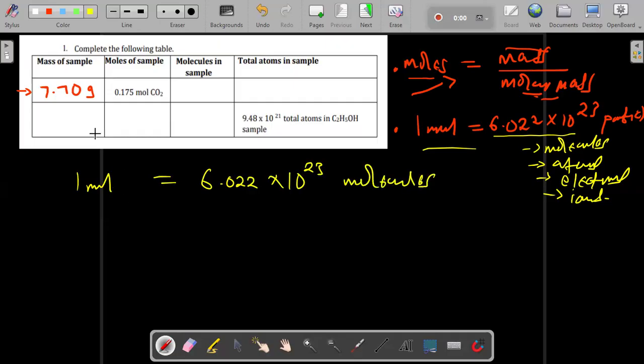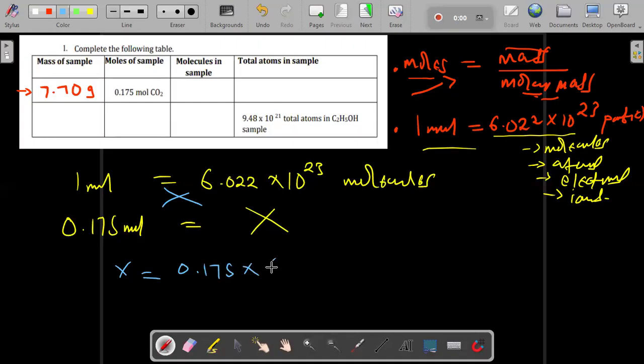Okay, and then since now we have the moles of the carbon dioxide, we are going to say what about 0.175 moles of this carbon dioxide? How many molecules is it going to have? So you cross multiply here. When you cross multiply, you're going to get x is equal to 0.175 multiplied by 6.022 multiplied by 10 to the power 23. So the value that you are going to get there will be the number of molecules of this carbon dioxide.